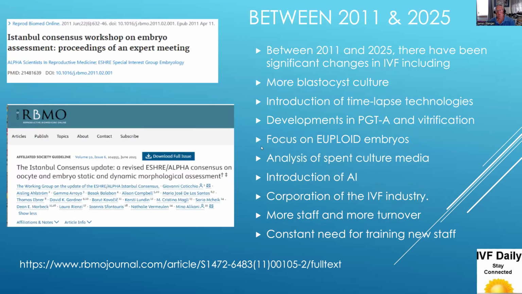But what's happened between 2011 and 2025? More blastocyst culture, introduction of time-lapse technologies, development of PGT-A and vitrification, focus on euploid transfers, analysis of spent culture media, and new ways to analyze embryos in terms of their metabolism, and introduction of AI, and the corporatization of the IVF industry, where many small clinics are now clumped into large industrial bodies. There's been more staff, more turnover, but there is a constant need for training new staff, and this is what this document should be addressing.